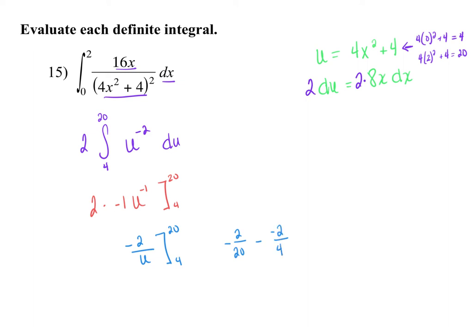So I have -1/10 plus 1/2, which is 5/10, right? So common denominator would be 5/10 here. -1/10 plus 5/10 is 4/10. Of course, I want to reduce that to 2/5, which is my answer here.